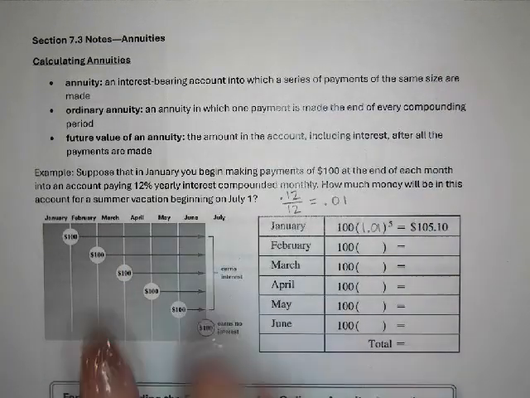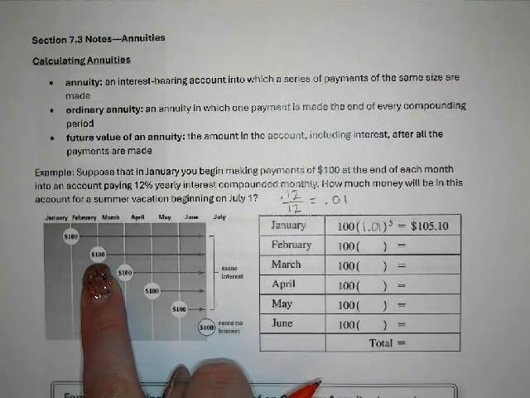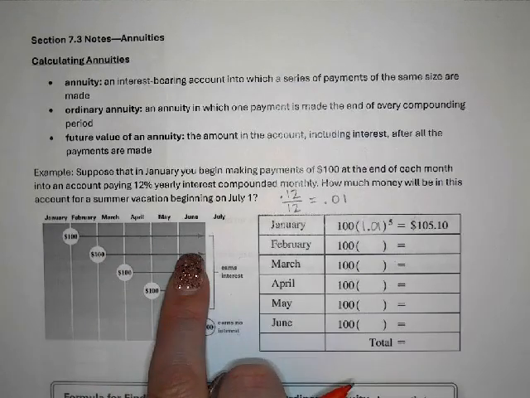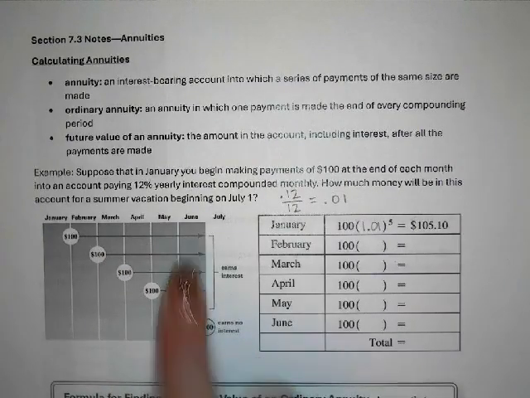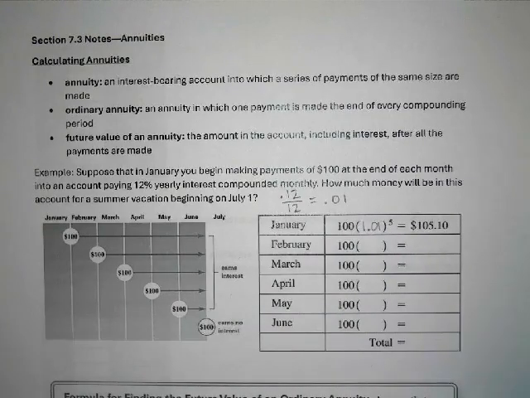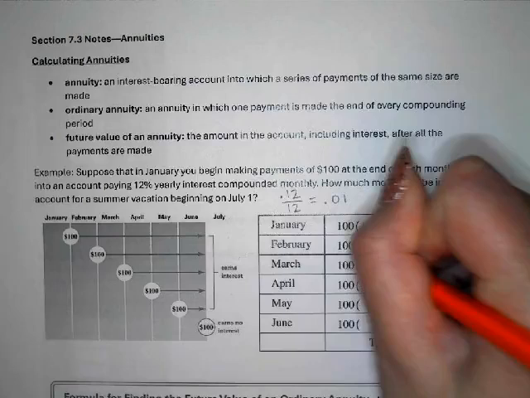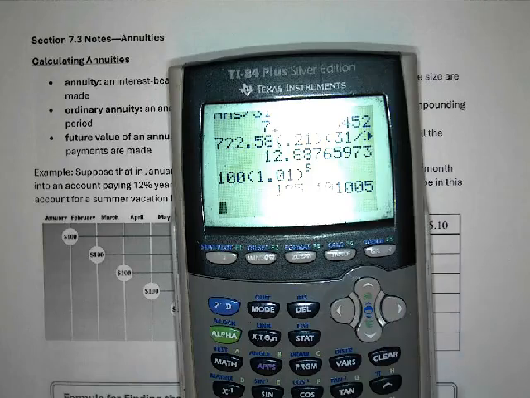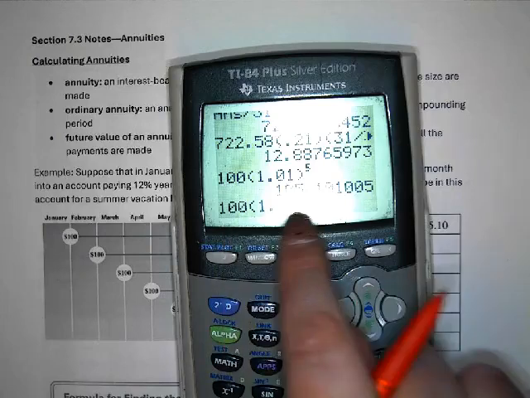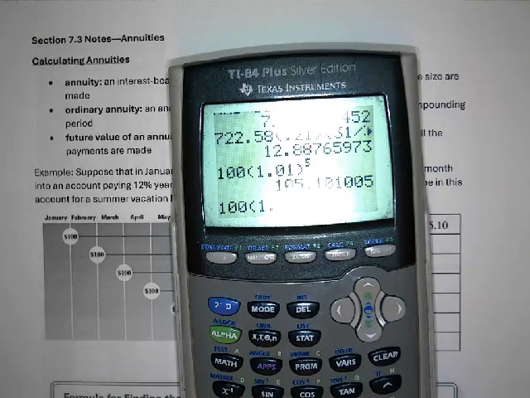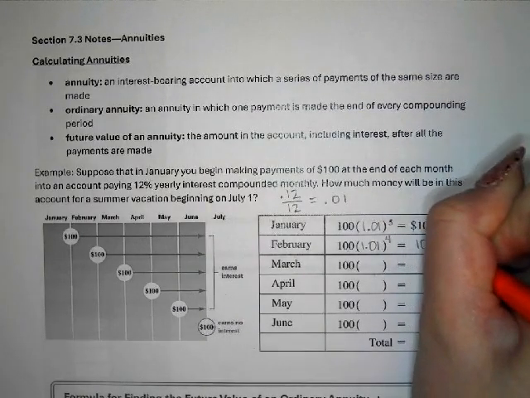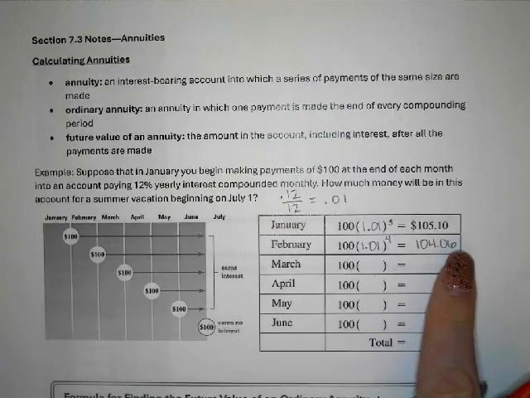Now, the $100 that was deposited into the account in February has March, April, May, and June to accrue interest. It gets 1% per month, but it doesn't accrue interest for as long. So it's 1%, but it only gets to accrue that interest for 4 months. So $100, 100% of that $100 plus 1% interest for 4 months is $104.06 by the time it gets to July.